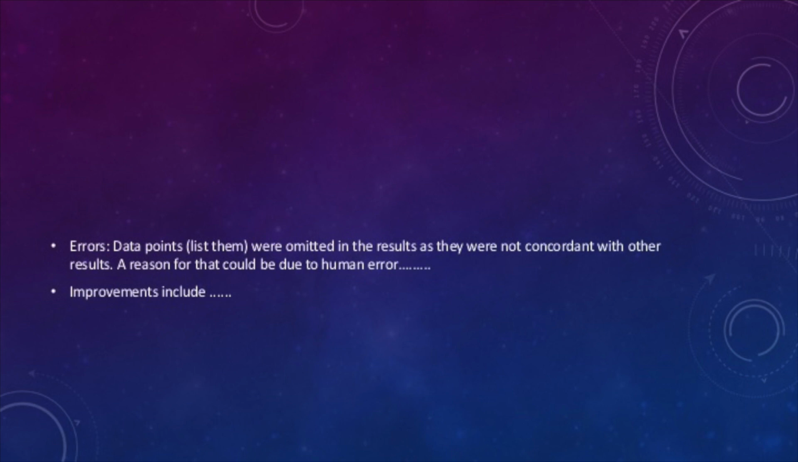The way to write about errors is to say, for example, this particular point at 15 degrees or whatever degrees Celsius was not concordant with other results and did not fit into the graph. You could say a reason for that could be due to human error of not measuring or using the calorimeter properly, or you could add other errors as well. Always use past passive tense in your discussion.